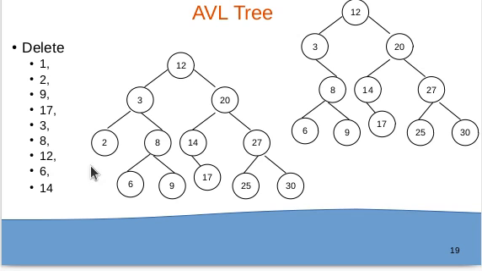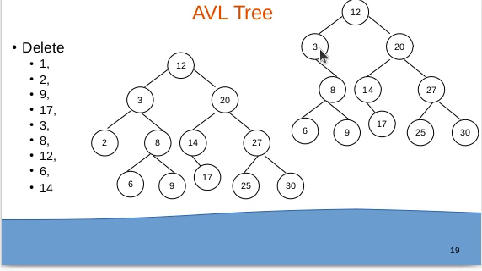Now we want to delete 2. So this is the table. When we delete 2, the table will look like this. Now we check the balancing factor. Balancing factor of 3 is 0 minus 2, that is minus 2, which is a problem. So we have to left rotate it.